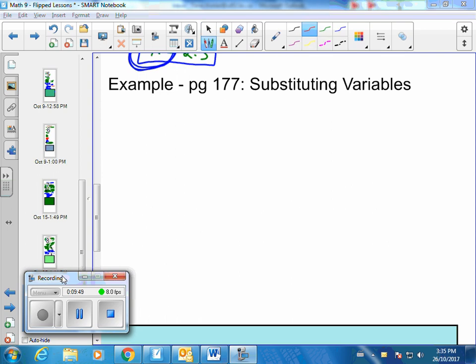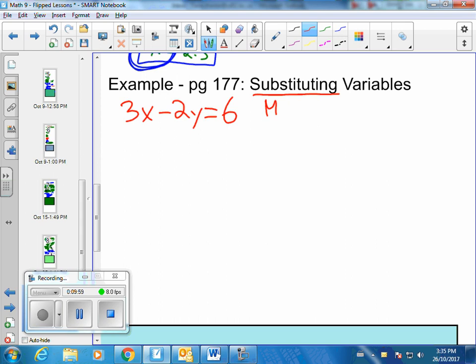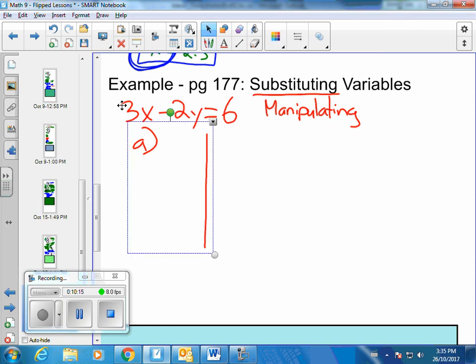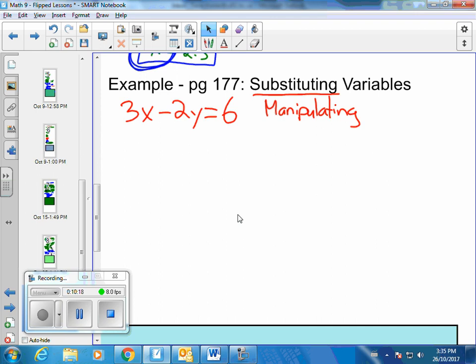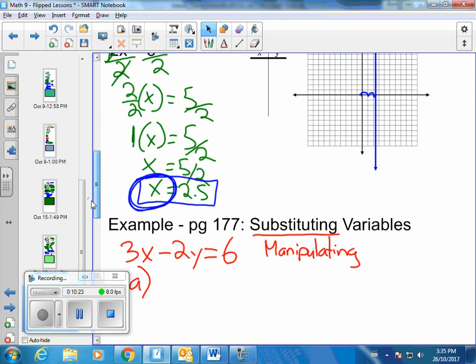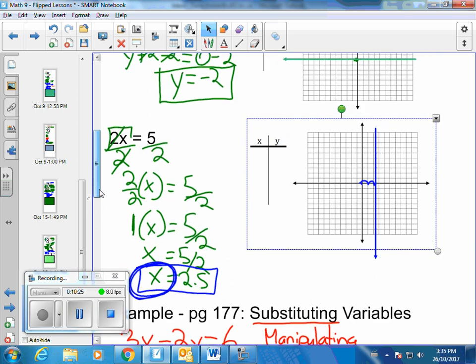They give us the equation 3x minus 2y equals 6. So we have to look at a couple skills here. We have to substitute, and we are going to be manipulating. Okay, we're doing a little bit of both. So what they want us to do first, A, is make a table of values. Remember we did this last time? Actually, I'm going to go ahead and copy my coordinate plane again. We are going to do A, but I'm going to steal one of these and drag it down.